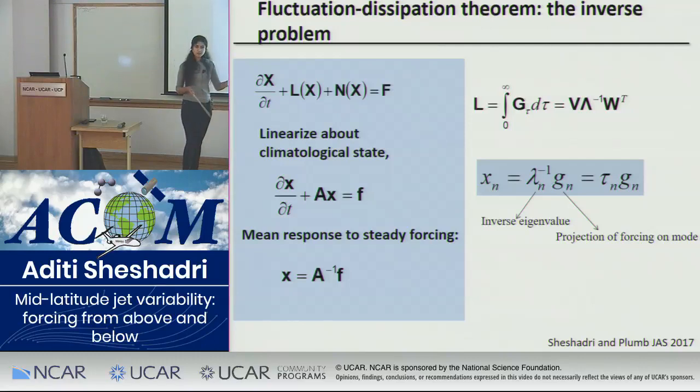So we have this whole set of modes, and so the response Xn in any mode n is a product of 2 things. The first is the inverse eigenvalue associated with the mode, and the second is the scalar projection of the forcing onto the mode.